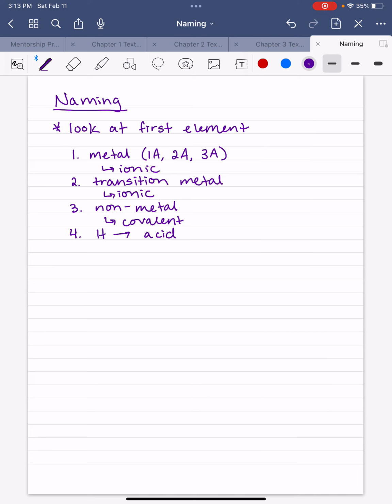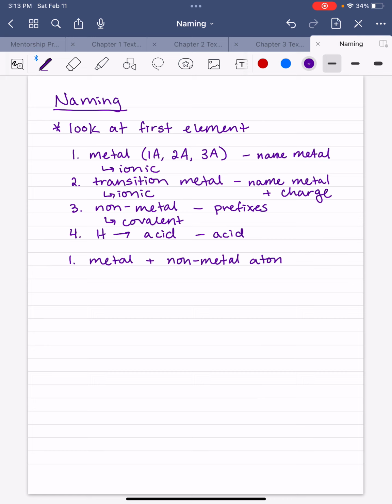All right, so if you have a metal and it's 1A, you will not use prefixes and all you will do is name your metal. If you have a transition metal, again, no prefixes, you will just name the metal, but you'll also name the charge of it. If you have a nonmetal, then you know you're going to be using prefixes. And if you know you have an acid, then you will be using the word acid to name it. So let's go over what all of these things might be paired up with and how we would name the entire thing.